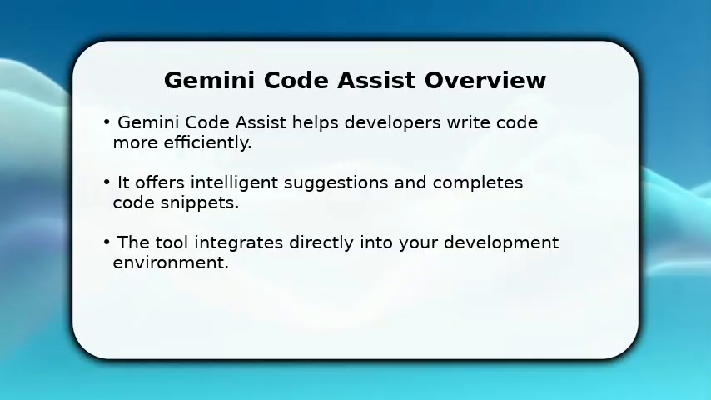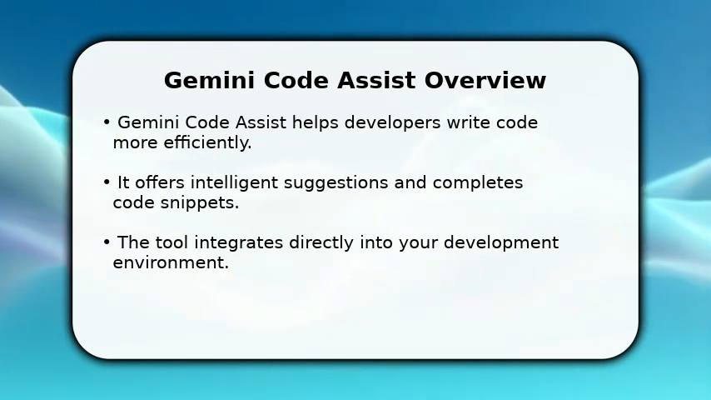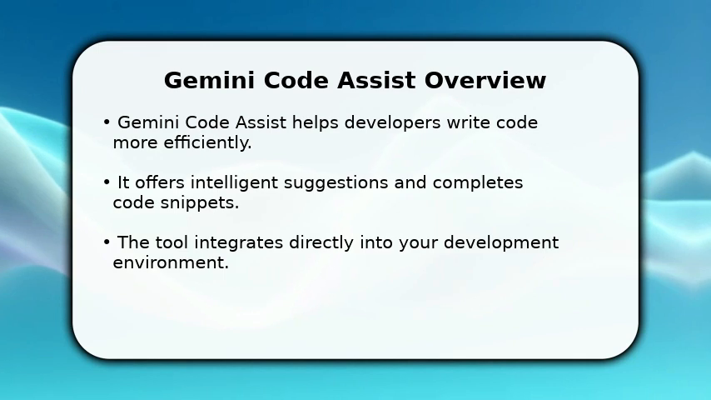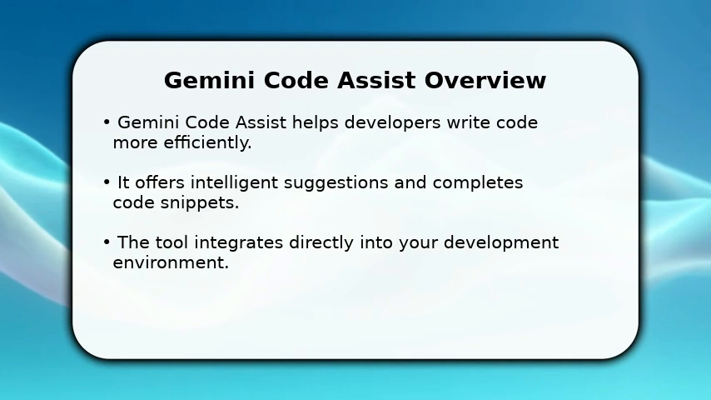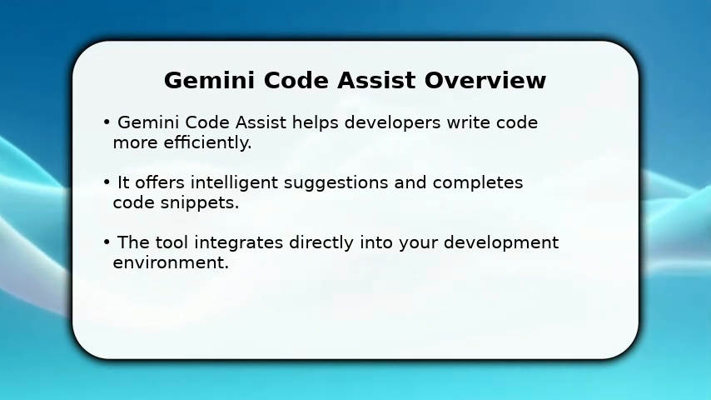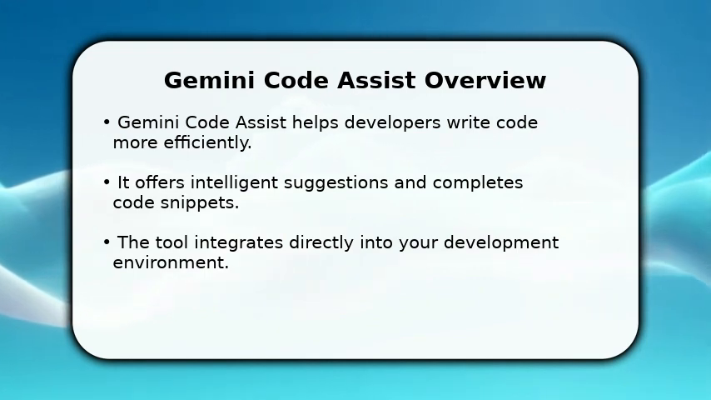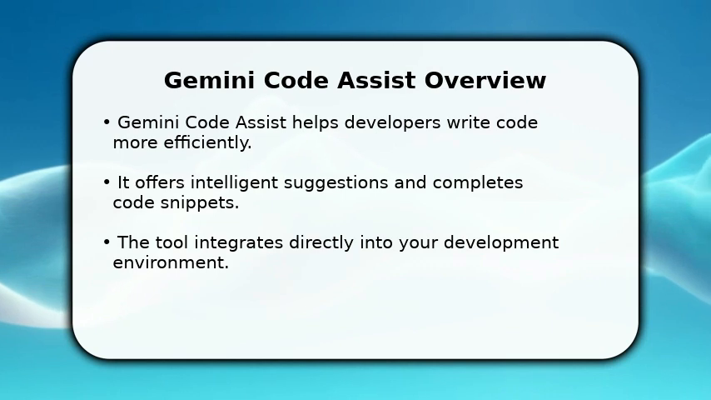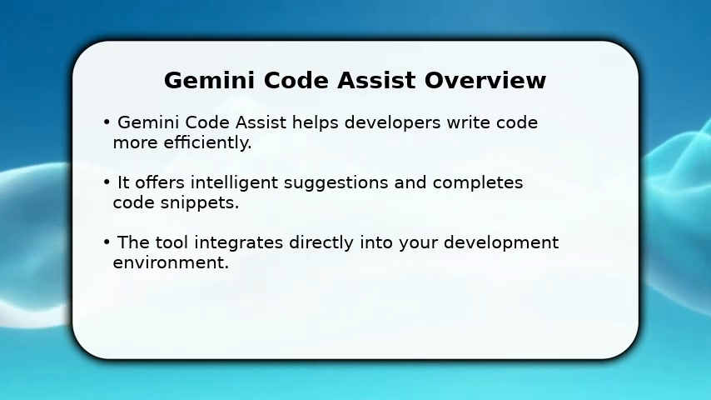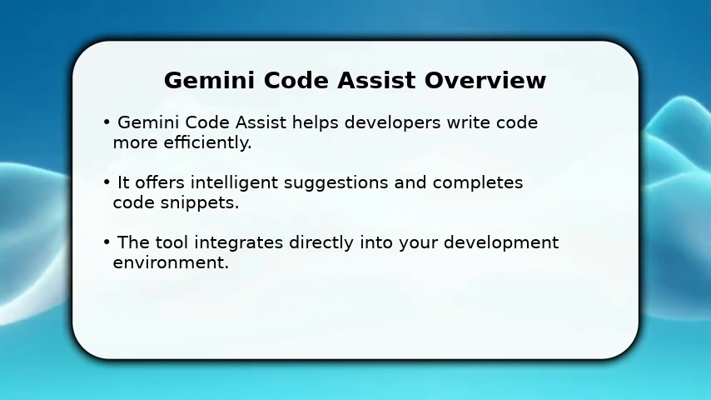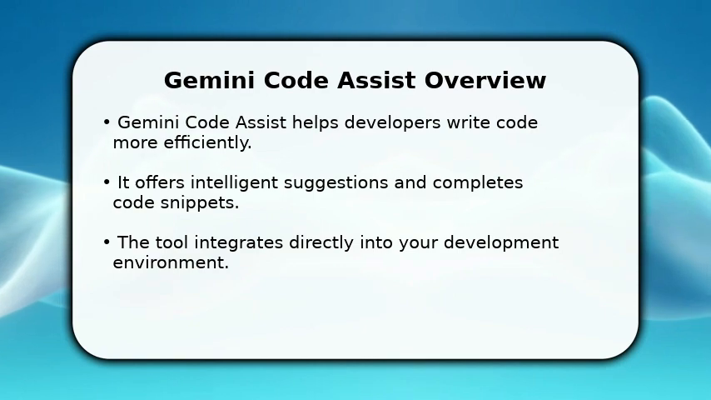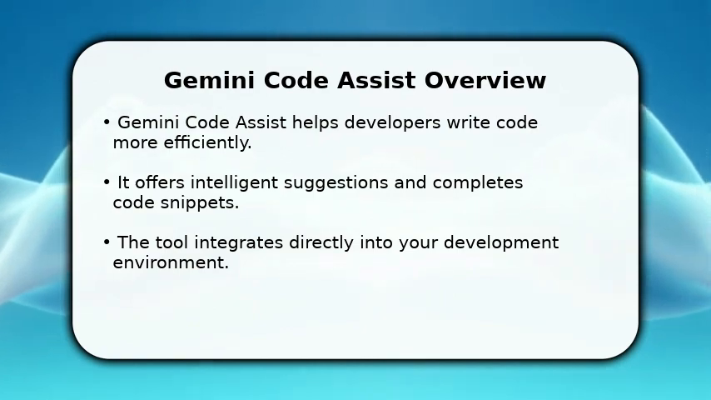In this video, I will explain how to use Gemini Code Assist. First, understand that Gemini Code Assist is an AI-powered tool designed to enhance your coding workflow. It provides real-time suggestions and completions, helping you write code faster and with fewer errors. This integration streamlines your development process, allowing you to focus on complex problem-solving rather than repetitive tasks. It's like having a smart coding partner right by your side.